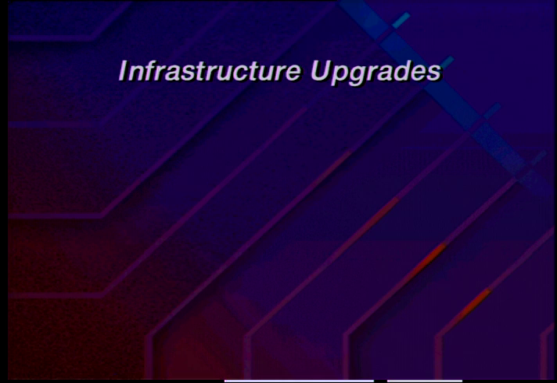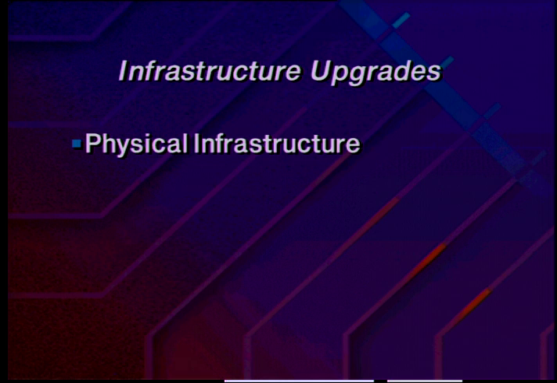So we have to look at that it's not just one infrastructure that's being upgraded, but actually several infrastructures which are being upgraded. Now here are four of the more obvious infrastructures you have to consider when you're upgrading networks. The first one that most people would think about when you say the word infrastructure is the physical infrastructure. The physical infrastructure is actually the wiring and how the network is connected together.